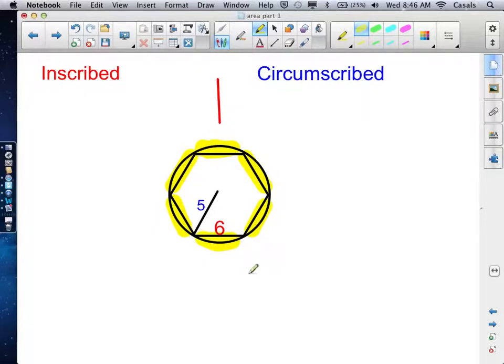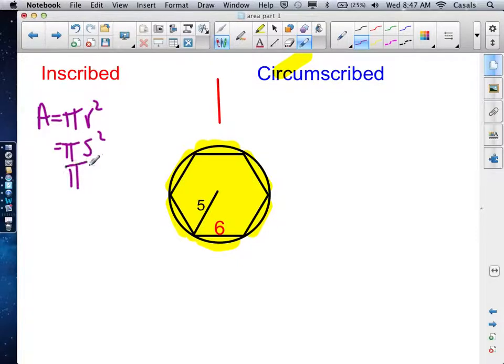And you might say to yourself, well, one thing I know for sure is I can figure out the area of the circle. That's pretty easy to do because I know that the formula for the area of a circle is pi times r squared, which is pi times the radius squared, which is 5 squared, which is pi times 25, which is about 78.5. So I know the area of the whole circle is 78.5.